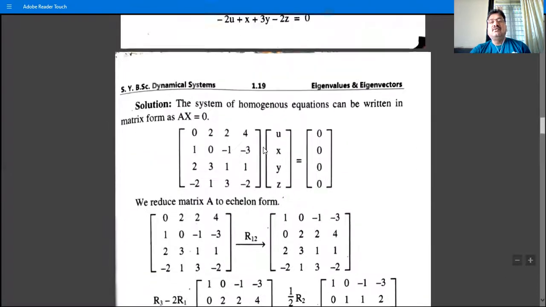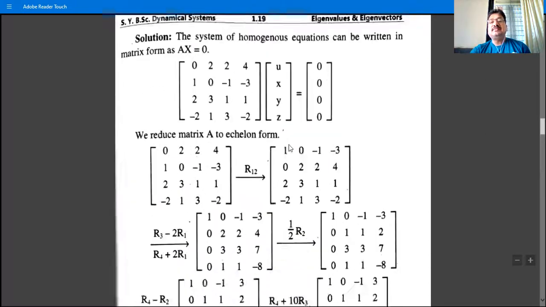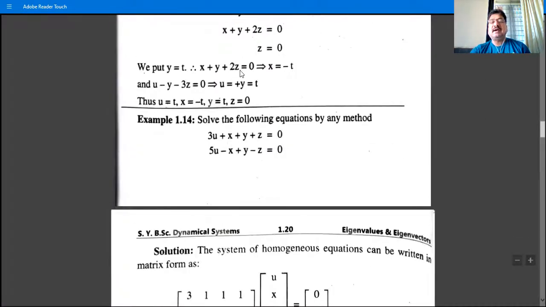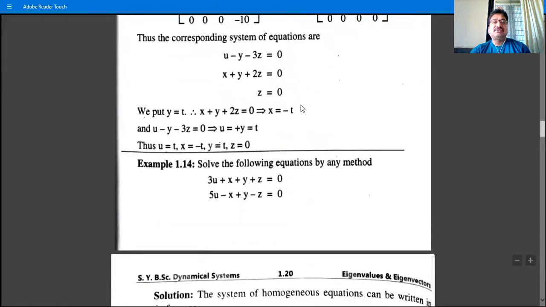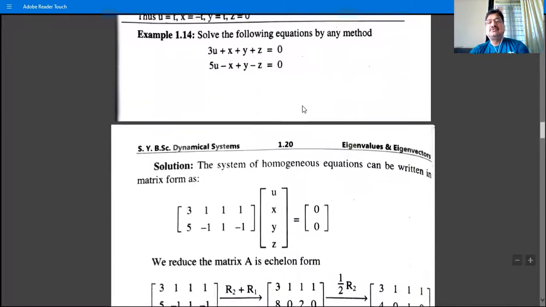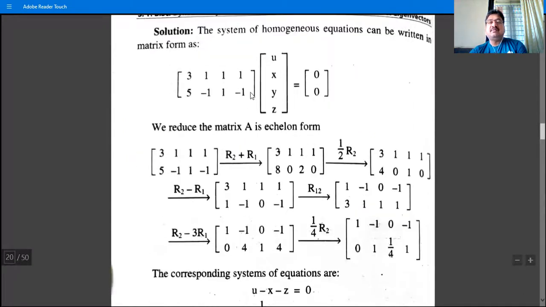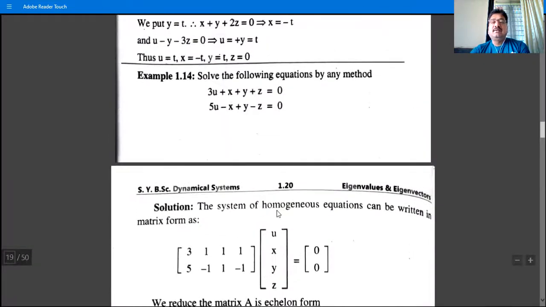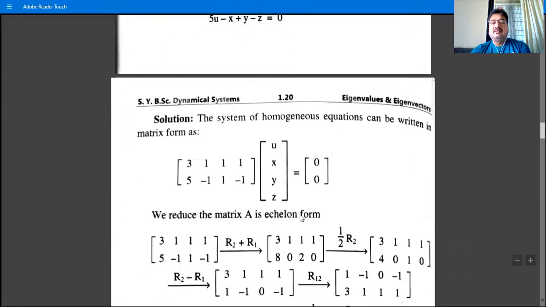Obviously, every homogeneous system has the trivial solution, and some systems have non-trivial solutions. So this system has infinitely many solutions. This system has trivial as well as non-trivial solutions, that is, zero as well as non-zero solutions. Similarly, this is the next system. We have to write the system in matrix form. So this is the matrix form. There are 2 rows in this coefficient matrix, and u, x, y, z as the matrix of unknowns.